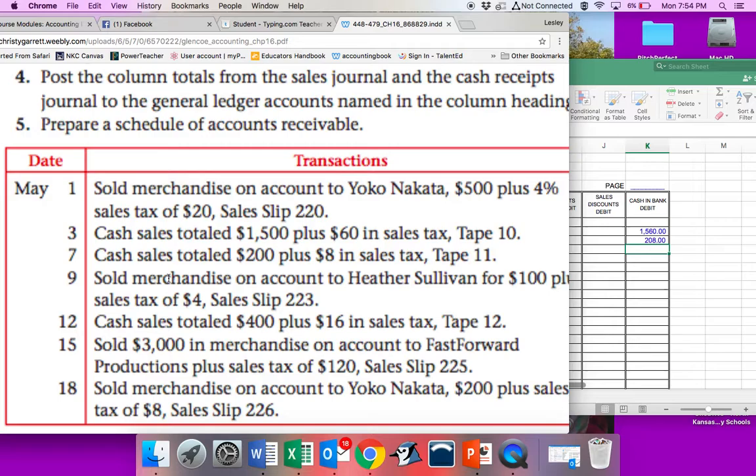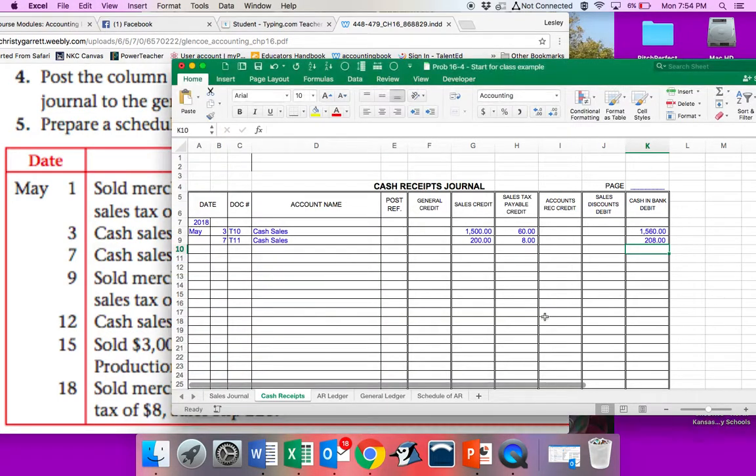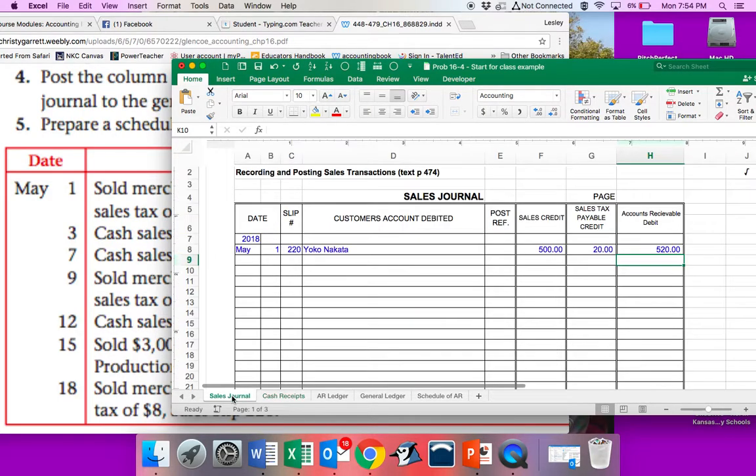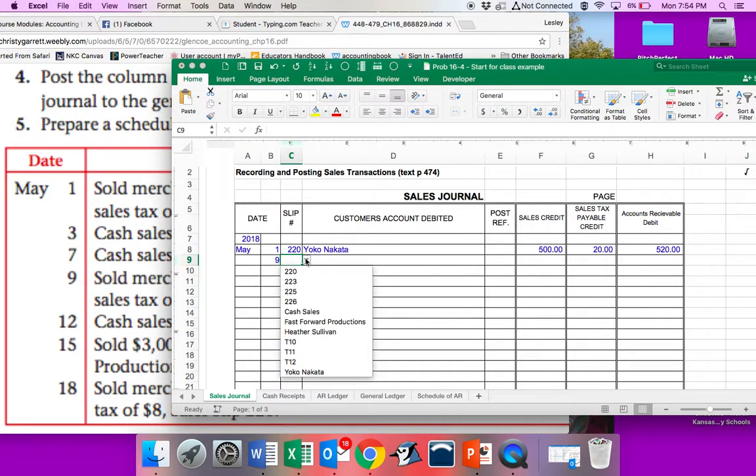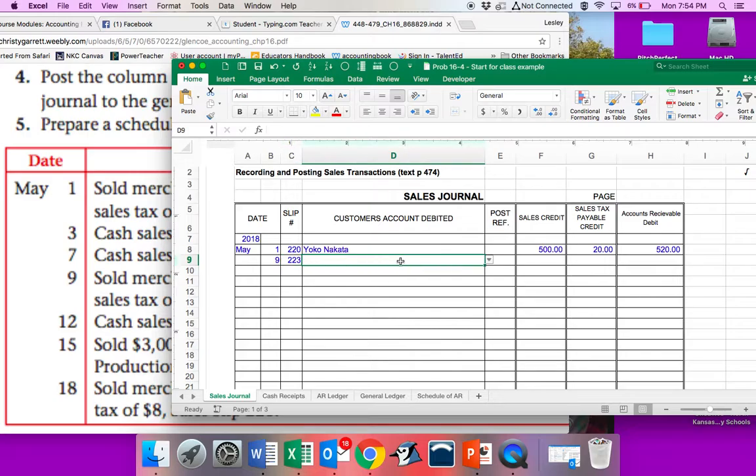Next, we have sold merchandise on account to Heather Sullivan for $100 plus sales tax of $4, sales slip 223. So merchandise on account, sales journal. So we go to the sales journal, 9th, slip 223, and it was to Heather Sullivan, and it was $100, $4 in sales tax, giving her a balance of $104 she owes us.